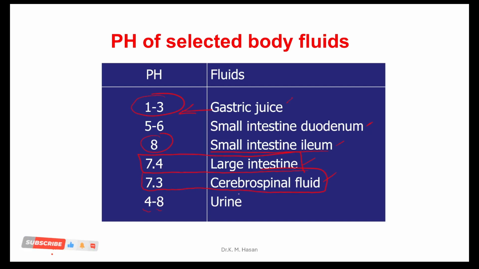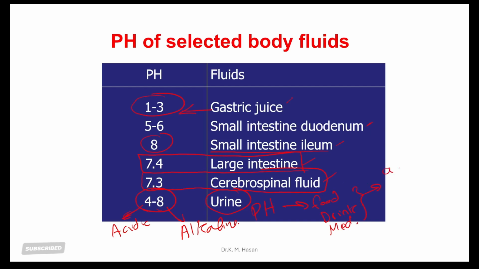On the other hand, if you look at the urine here, we have 4 to 8. 4 is considered acidic, and 8 is considered alkaline. So what happens here is that for the urine, as a human body, we can change the urine pH. When you take medication, or any substances, food or drink, these substances can make the urine acidic or alkaline.